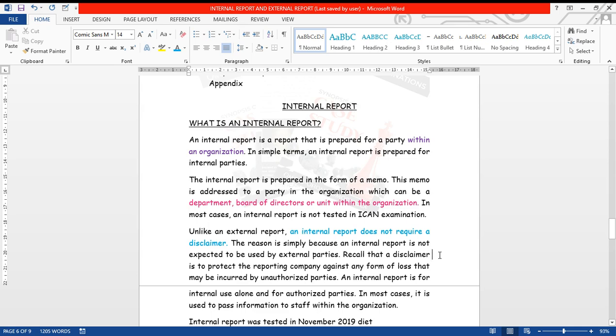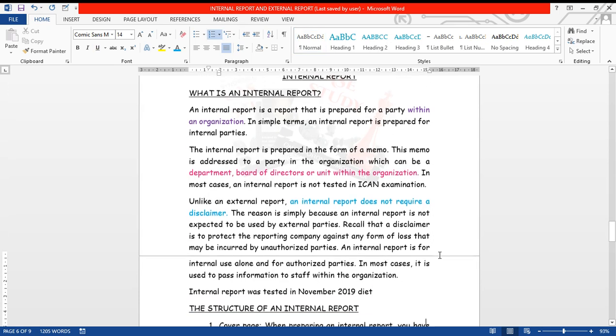upholding the duty of confidentiality, the report is not even supposed to leave the organization. Unauthorized parties are not supposed to have access to the report in the first place. So there's no need for me to put that this report is prepared for the board of directors. There's no need for all that because it's prepared for internal parties. It's not even supposed to be used by external parties. So there's no need for us to protect ourselves against any form of loss. Do you understand?